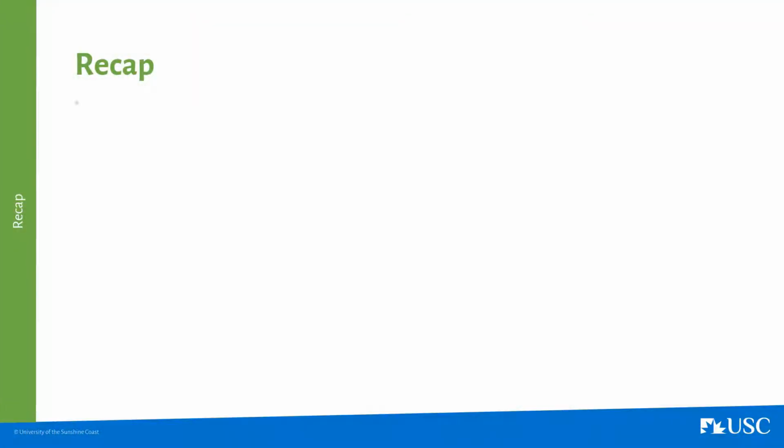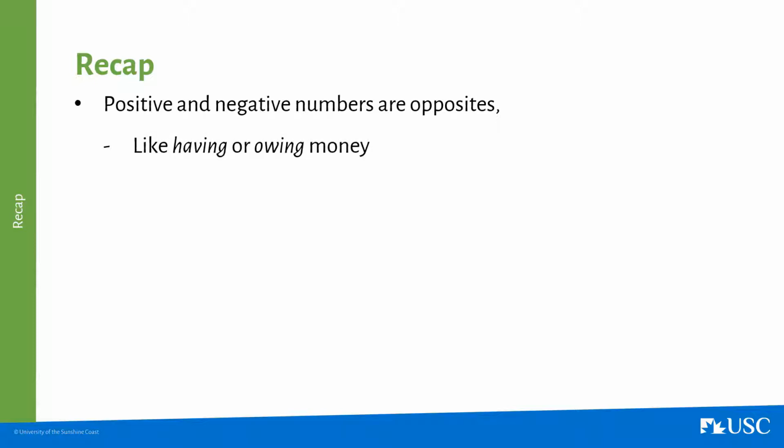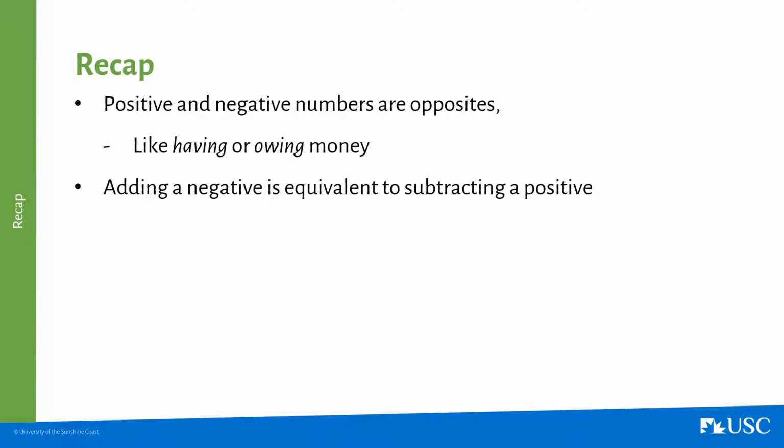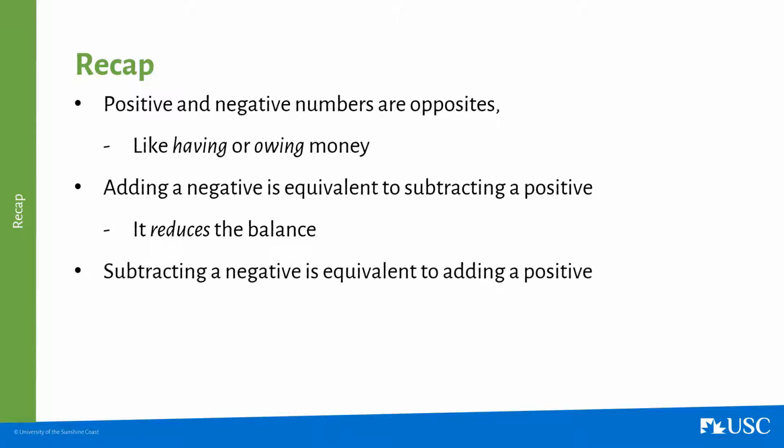Let's recap the lesson. Positives and negatives are opposites, like having money and owing money. Adding a negative number is equivalent to subtracting a positive number of the same size. Our balance will reduce. On the other hand, subtracting a negative number is the same as adding a positive number of the same size. Our balance will increase.